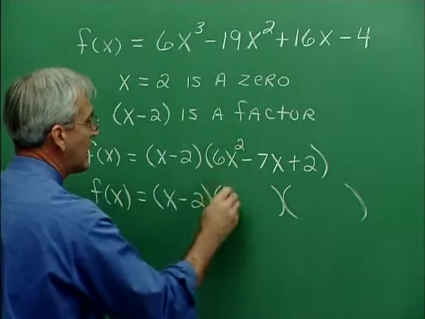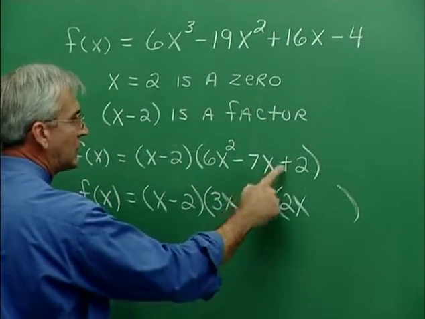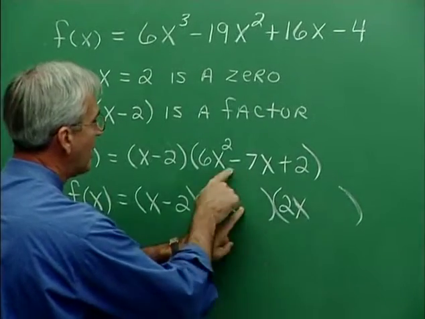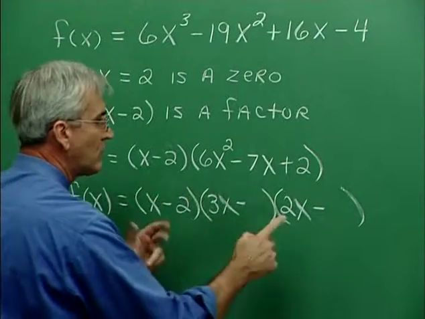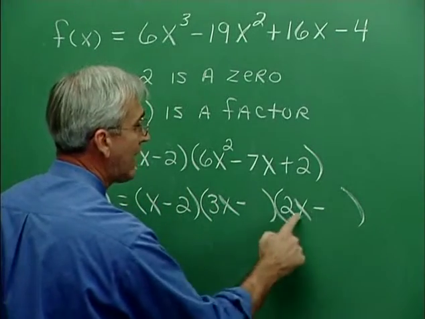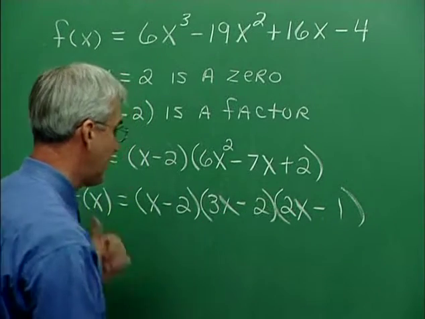And I think, let's see, for 6x squared, it's 3x times 2x. And the last sign is positive, so these signs are the same. Middle sign is negative, so it's minus, minus. The factors of 2 are just 2 times 1. The 2 can't go here because it would create a common factor situation, so the 2 must go here and the 1 here for the factored form.